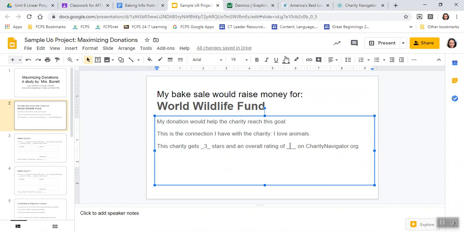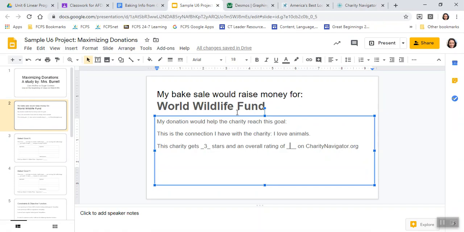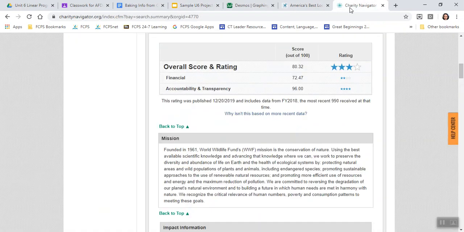And an overall rating of, I think it was about 80%? 80.32%. Okay. And let's see if I can find out what the World Wildlife Fund does. Here's its mission. Preserve the diversity and abundance of life on Earth. So it's going to protect endangered species.